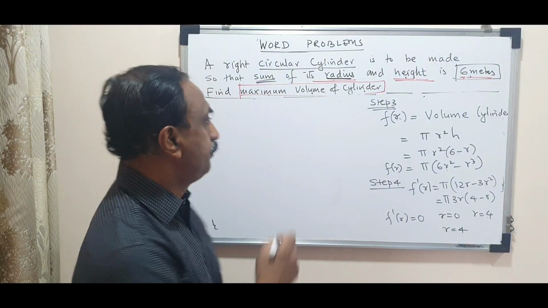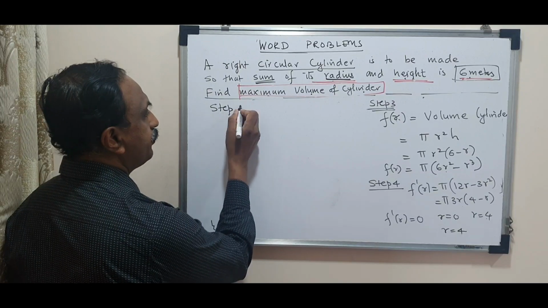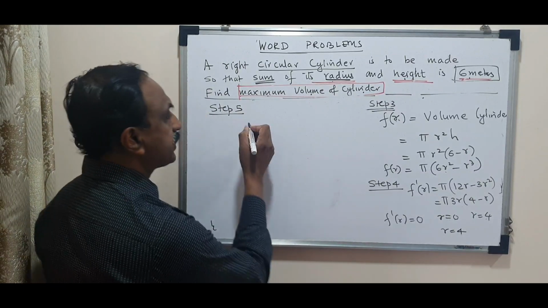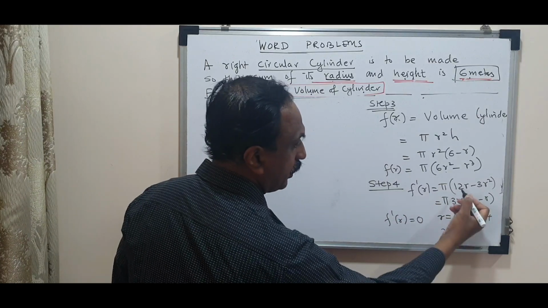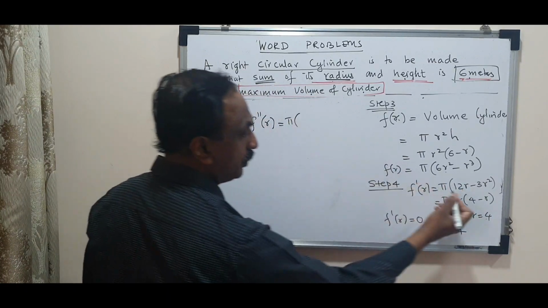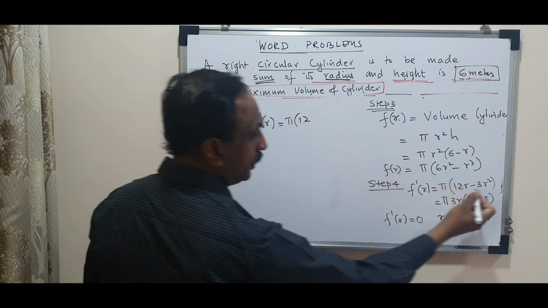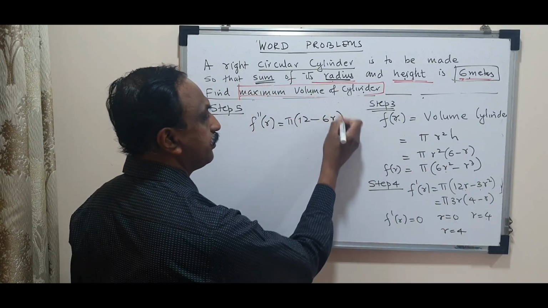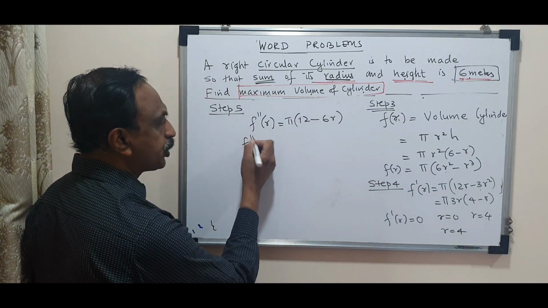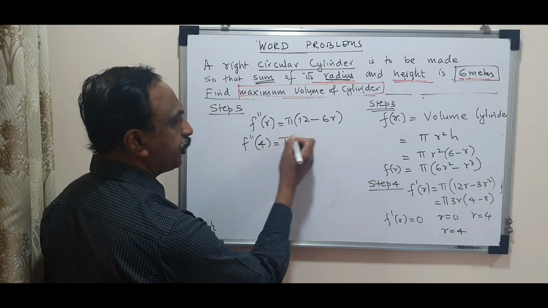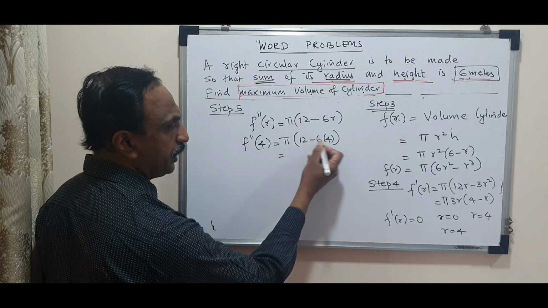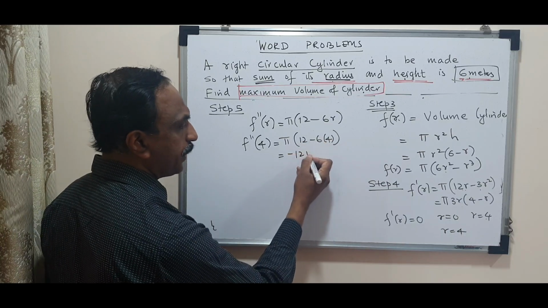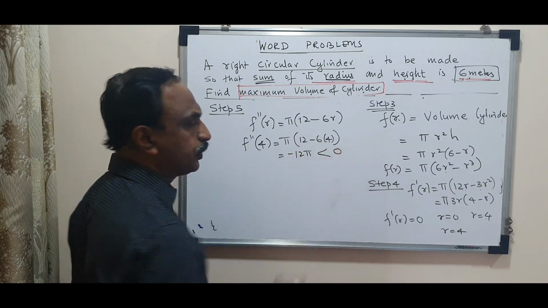Step number 5. Find the second derivative, f double dash of r. So I'm going to differentiate this: pi into 12r derivative is 12, 3r square is minus 6r. So f double dash of 4 is pi into 12 minus 6 into 4. So that became 24 minus 12, so minus 12 pi, which is less than 0.